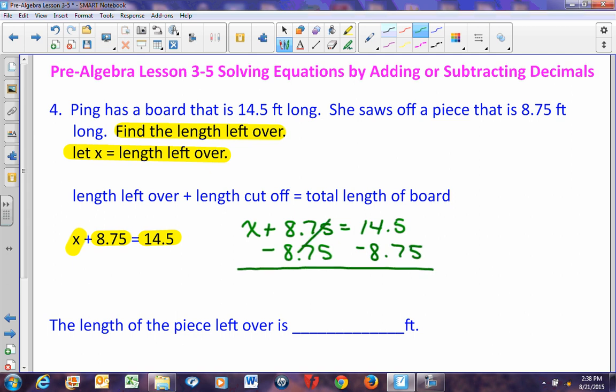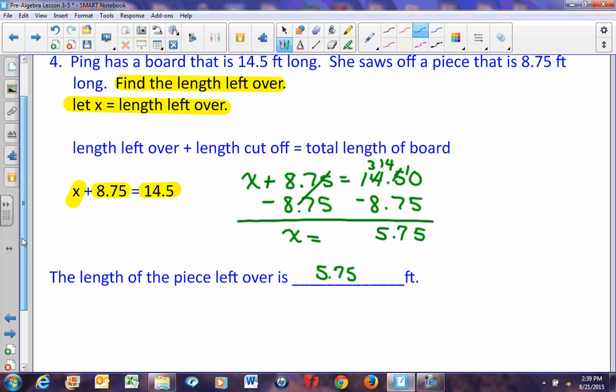Now realize here, since I don't have a digit here, I have to put a 0 so that I subtract it properly. Okay, so subtract: 10 minus 5 is 5, 14 minus 7 is 7, and 13 minus 8 is 5, so I have 5.75 feet. The piece left over is 5.75 feet, and of course it is written in a complete sentence because it is a word problem.